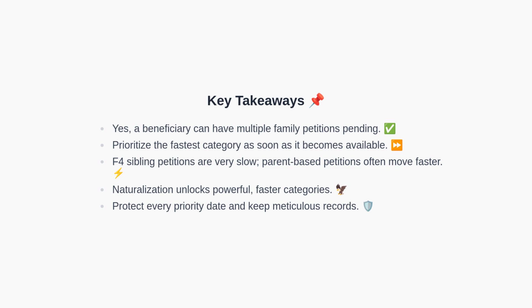Here are the key takeaways. First, a single beneficiary can be listed on multiple family petitions. Second, you should prioritize whichever category is fastest when it becomes available. Third, sibling petitions in the F4 category are typically very slow, whereas parent-based petitions often move faster. Fourth, naturalization can unlock faster options. Finally, protect your priority dates and maintain thorough documentation.